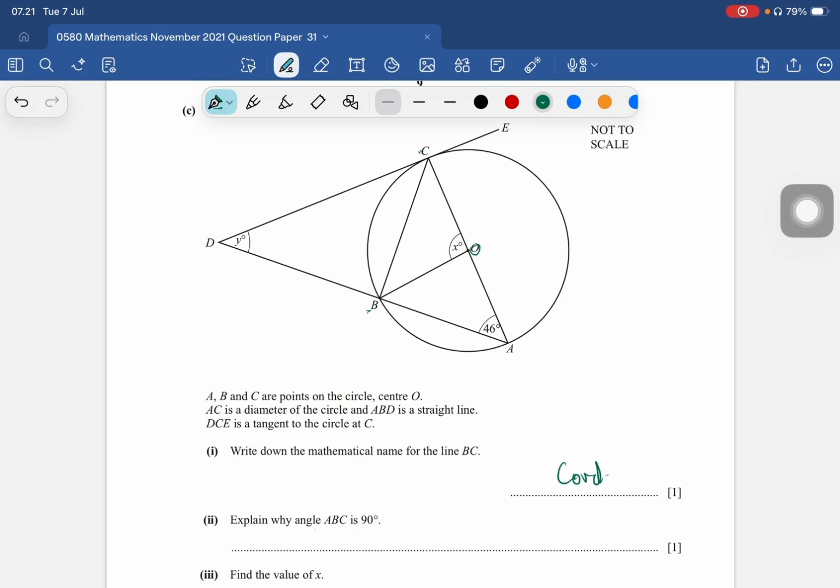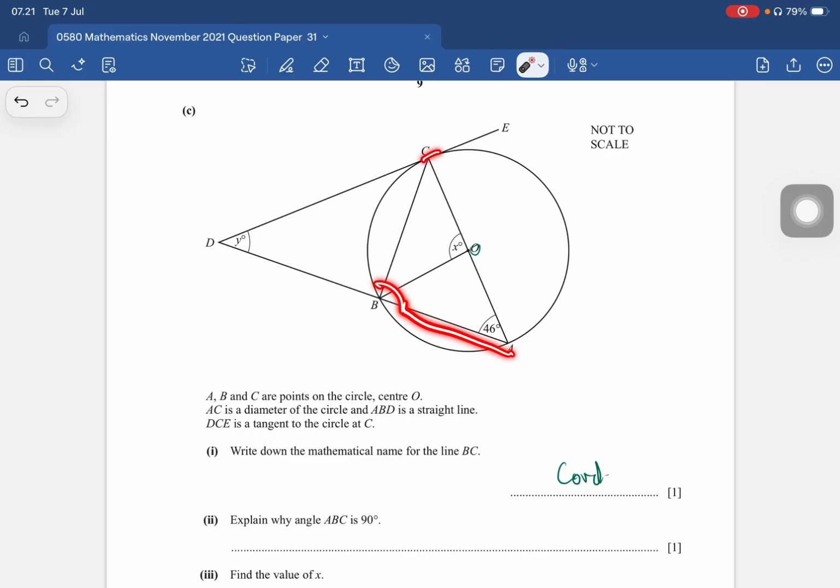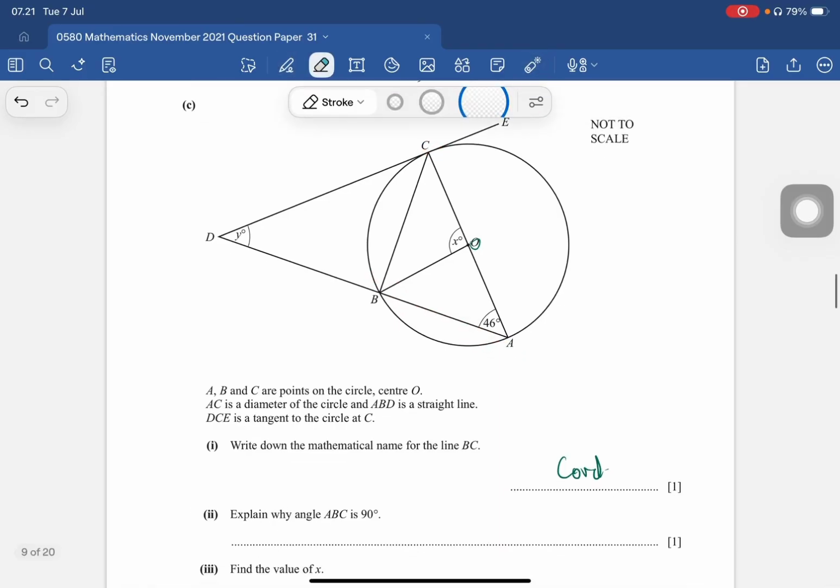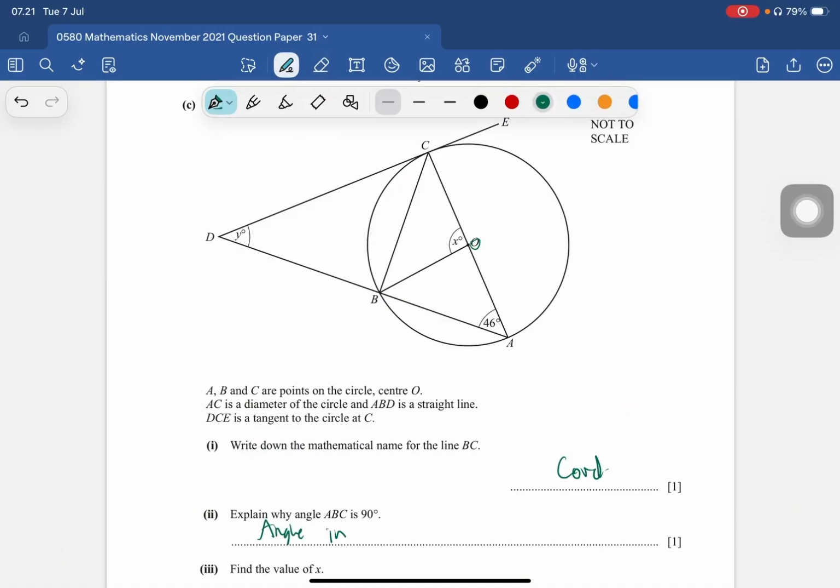Explain why angle ABC is 90 degrees. Okay, here angle ABC is 90 degrees because this is an angle in a semicircle. An angle in a semicircle equals 90 degrees.